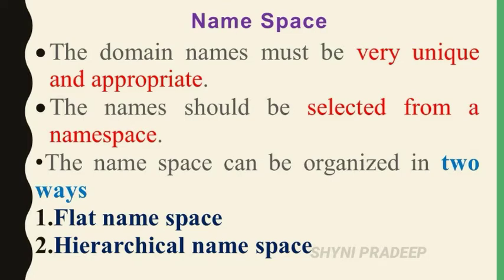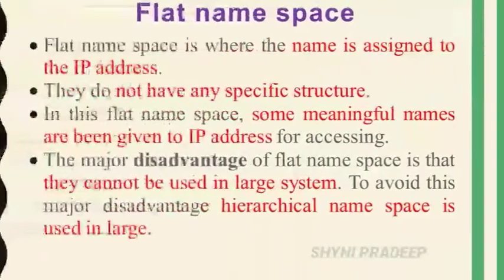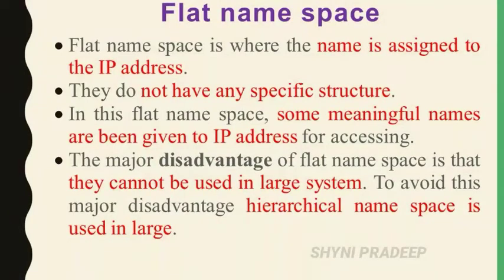This namespace can be organized in two ways. What are they? Flat namespace and hierarchical namespace. First, let us see about flat namespace. A flat namespace is where a name is assigned to an IP address. They do not have any specific structure. In this flat namespace, some meaningful names are given to IP addresses for accessing. The major disadvantage of a flat namespace is that it cannot be used in a large system because it needs to be accessed and controlled centrally to avoid ambiguity and redundancy.